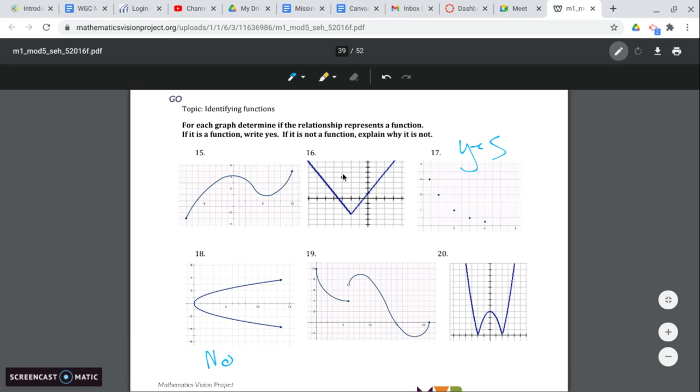In the case of up here, 16, notice we've got one little point right there, and it also exists here. So this would also be no. But here, where it's an open circle and a closed circle, it doesn't actually exist where the open circle is. So this one would actually be yes, even though at first glance it looks like it's in two places at once, but it's not actually because the one circle is open. Okay, so you're just determining whether or not it represents a function.